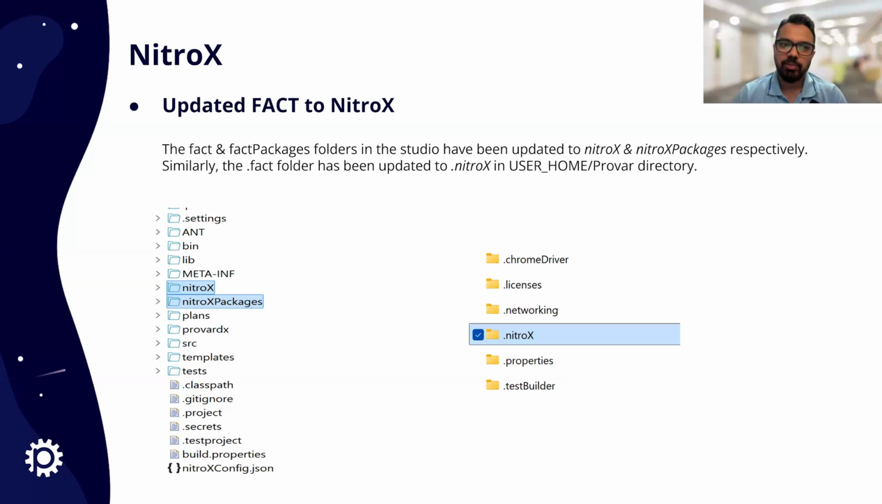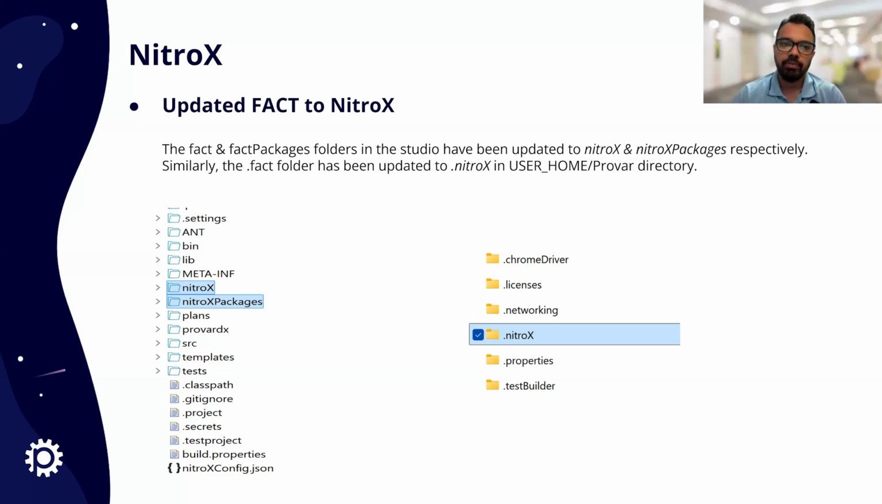So the first change that is coming as a part of this NitroX update is updating the nomenclature from fact to NitroX. If you have used NitroX in the past, you must have seen we used to have folders like fact and fact packages. It was a little confusing because NitroX is the term that we have been using consistently, and for the folder, it was fact and fact packages. So just to eliminate that confusion, we have now streamlined and made it consistent. Everywhere we were seeing fact, we now use NitroX as the name of the folder, and wherever you have seen fact packages has now been changed to NitroX packages to keep it consistent.